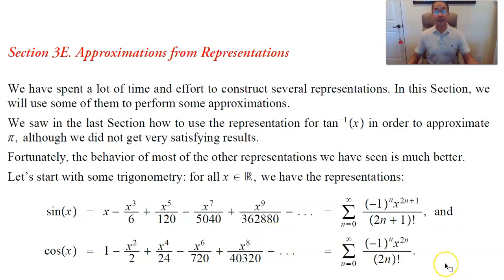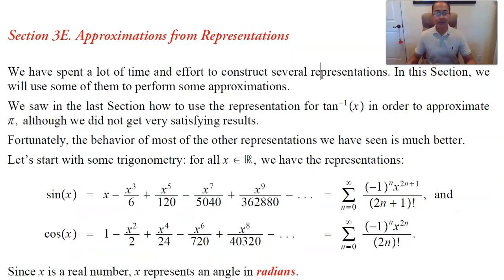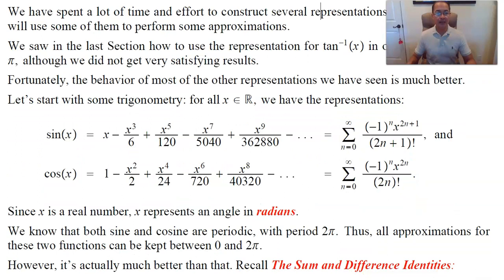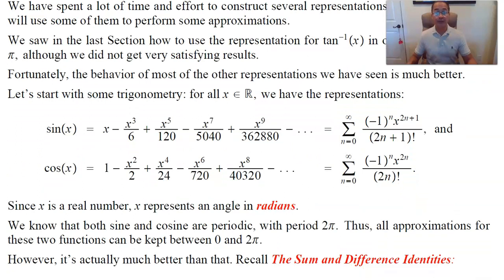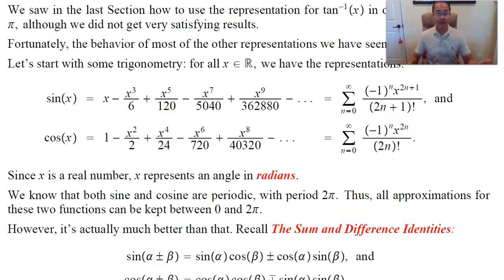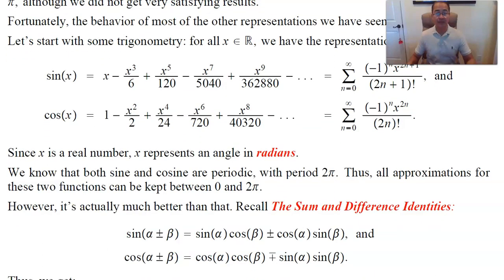Now, what happens if your angle is bigger? Okay, if you had 1,463 degrees, something like that. Well, of course, everybody knows that sine and cosine are periodic functions. The period is 2 pi. So we can keep x between 0 and 2 pi, or 0 and 360 degrees if you like to think in degrees.